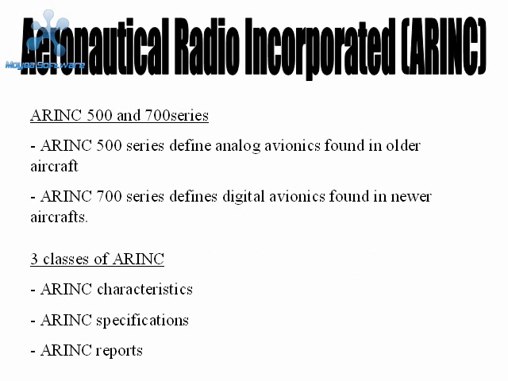There are two major series in ARINC. They are the 500 and 700 series. The ARINC 500 series defines the analog avionics found in older aircraft, while the ARINC 700 series defines digital avionics found in newer aircraft. There are three classes of ARINC. They are the ARINC characteristics, specifications, and lastly the reports.